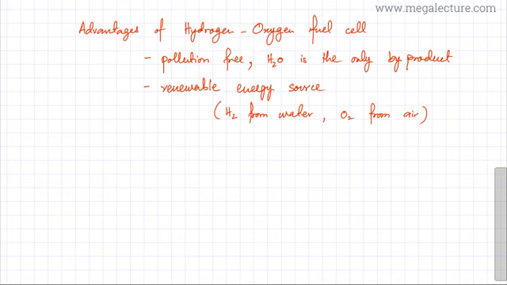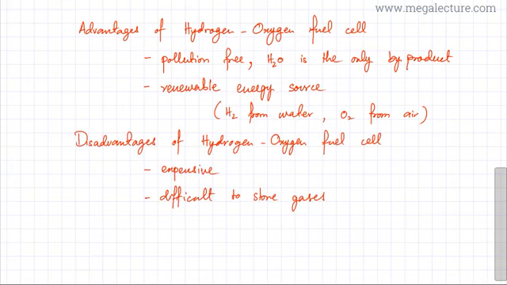The other very important advantage of using a hydrogen oxygen fuel cell is that it's a renewable energy source. The raw materials that are used, hydrogen, can be obtained from water, and oxygen is easily available from air. Now so far we have not yet developed any efficient methods of actually getting hydrogen from water, which makes the whole process slightly expensive, but it is still a renewable energy source. So in the future it could replace fossil fuels that have a limited availability.